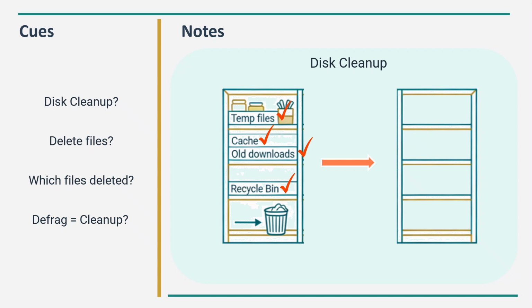If you run cleanup, you might free up 5 to 20 gigabytes of space depending on how much junk you have. The result? More storage available, and your system will run faster because the temporary space for updates and applications is available.